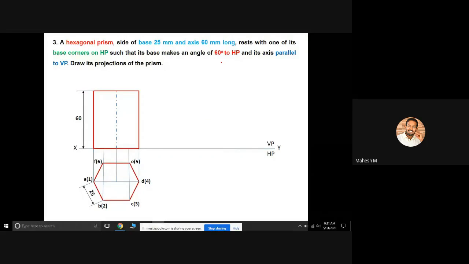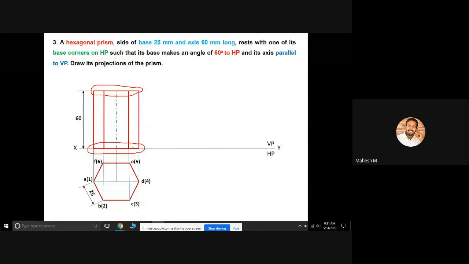Since it is a prism, you can create a rectangle with the outer edges. Then you can create the lines: if it is visible, you can create a thick line, and if it is not visible, you can create a dotted line. So here all the lines are visible, so you can create 4 lines. Okay, and the top surfaces should be named with letters, and the bottom surfaces should be named with numbers.